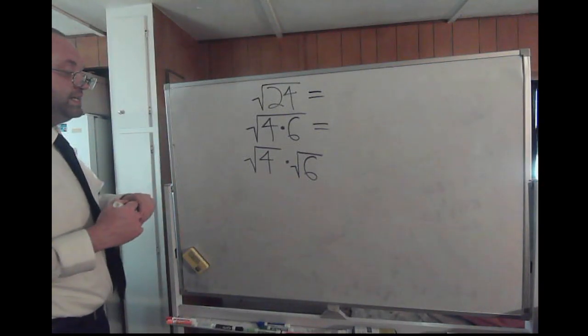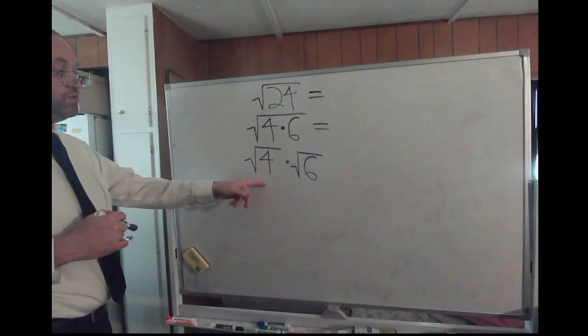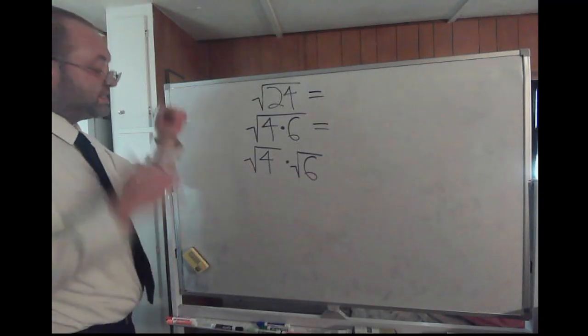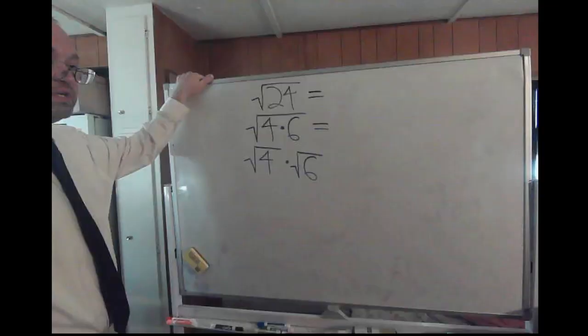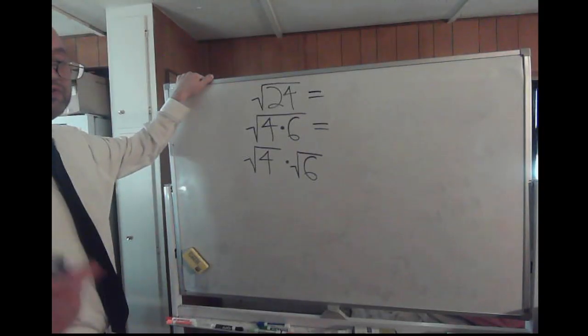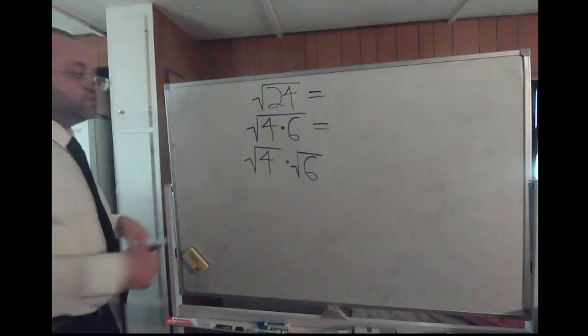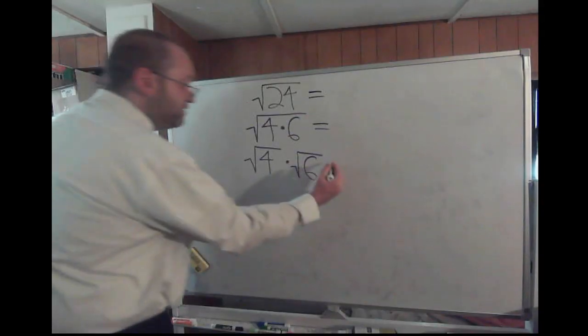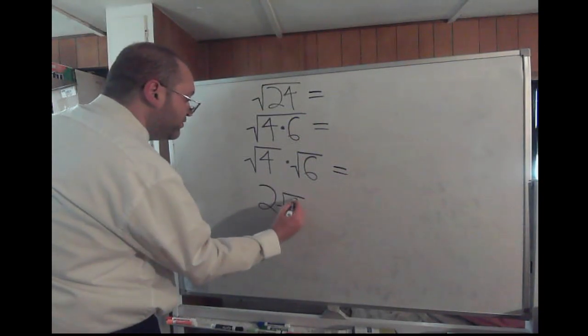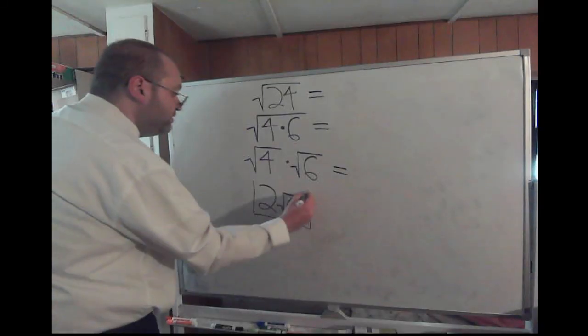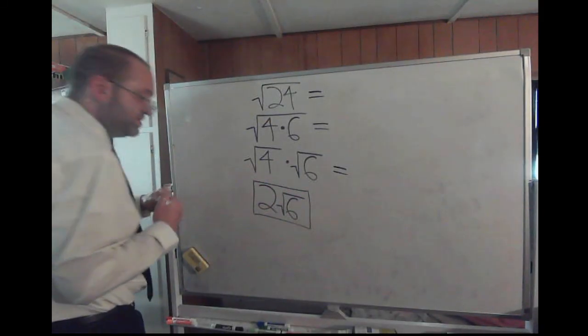Now, let's see, square root of 4 we know is 2, right? Square root of 6, the only factors for it besides 1 and 6 are 2 and 3, and neither of those factors are perfect squares, so we can't reduce the square root of 6 any further. So in the end, you'll end up getting 2 times the square root of 6. That would be your final answer, 2 times the square root of 6.